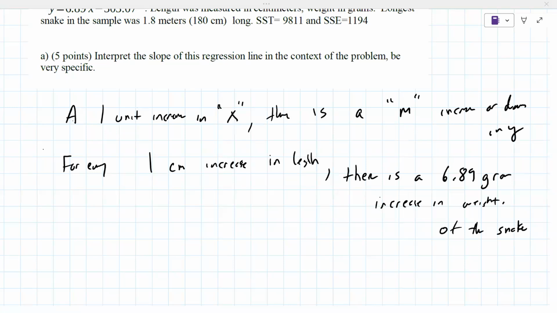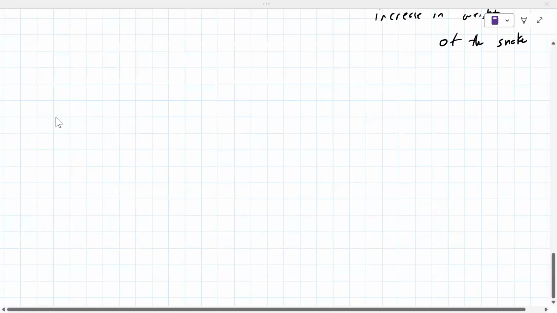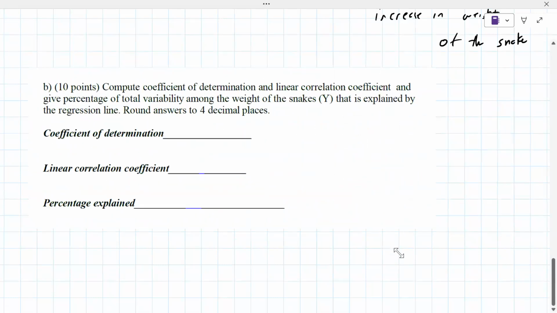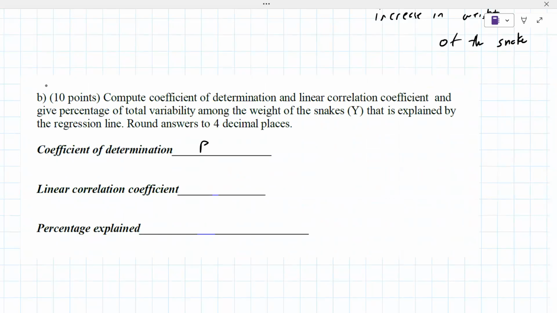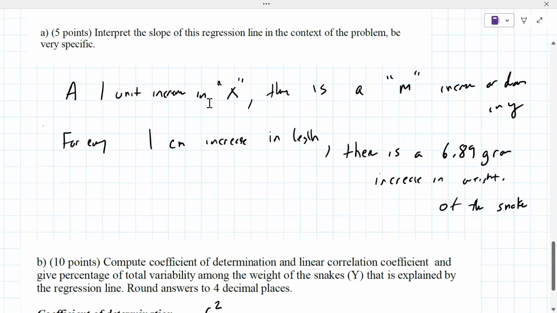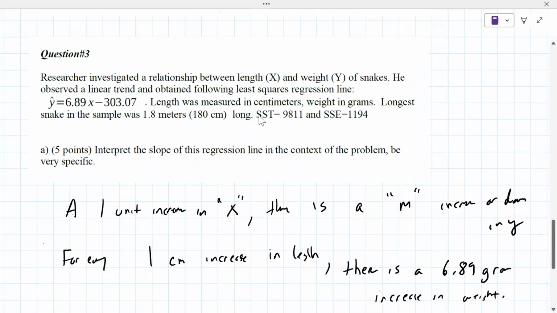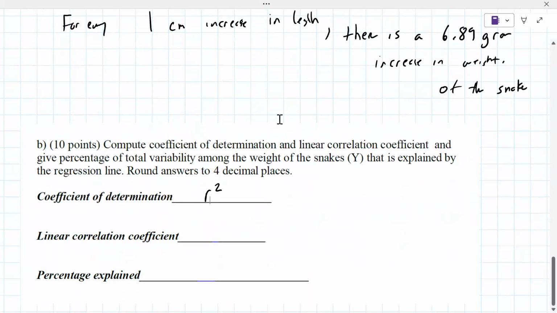Part B here is coefficient of determination. That's what's called R squared. And it has a formula related to these numbers here. If you remember, there's this other formula that says sum of squares regression plus sum of squares error equals sum of squares total.